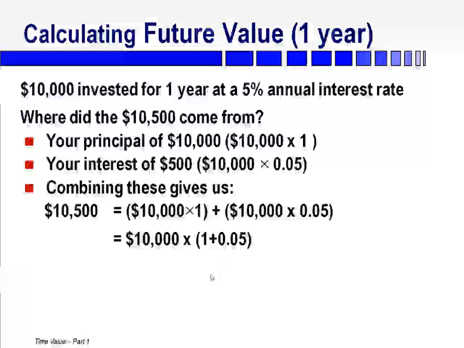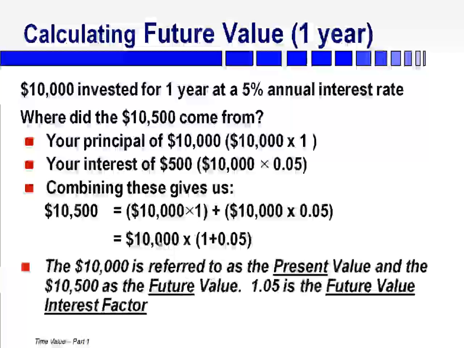So here are the important points. This $10,000, the first term on the right-hand side, is called the present value. That represents the money now. The 10,500 would be the future value. And the 1.05 is called the future value interest factor. Think of that as the value that translates this $10,000 present value into a $10,500 future value.